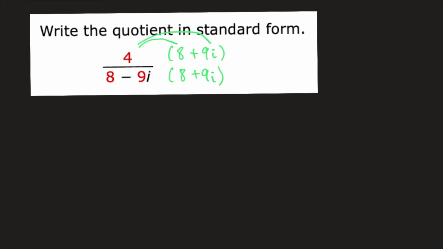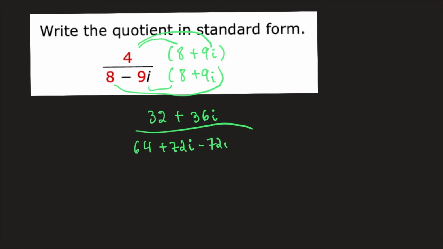So now I'm going to distribute the 4 through this parenthesis, which would give me 4 times 8, which is 32, plus 36i at the top. Now the bottom is a little more challenging. We have to FOIL. 8 times 8 is 64. 8 times 9 is 72i. 9 times 8 is negative 72i. That is how you're going to get rid of those i terms. And then 9 times 9 is negative 81i squared.